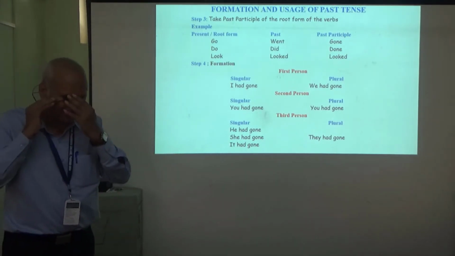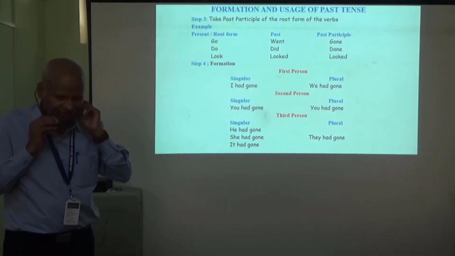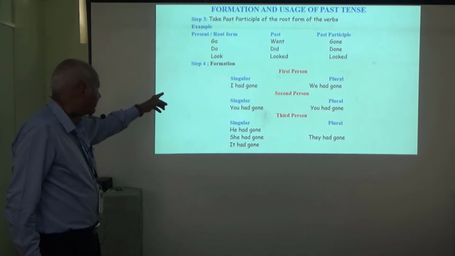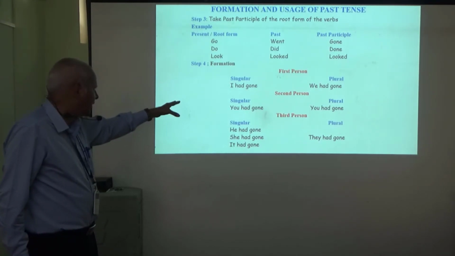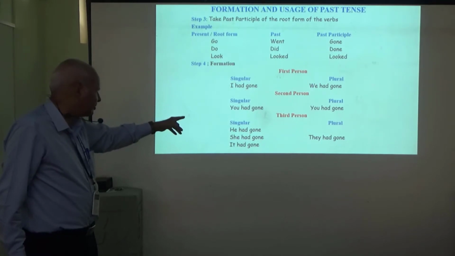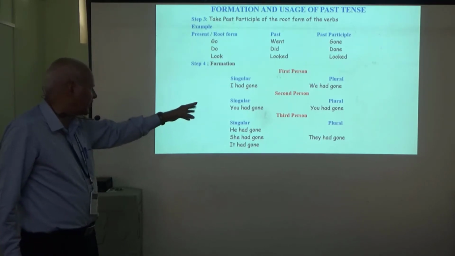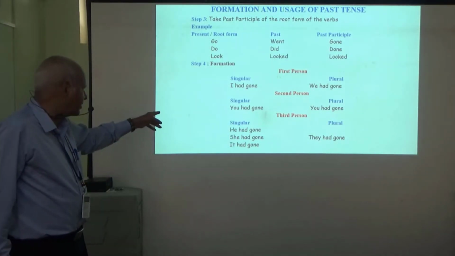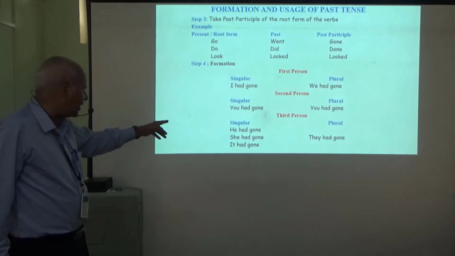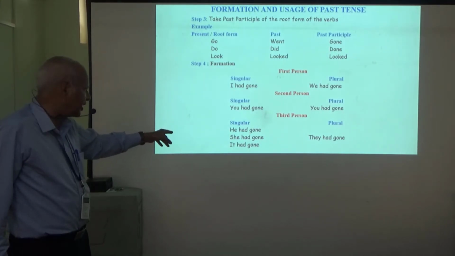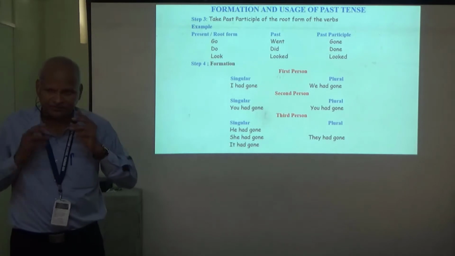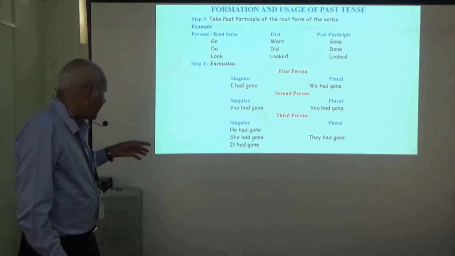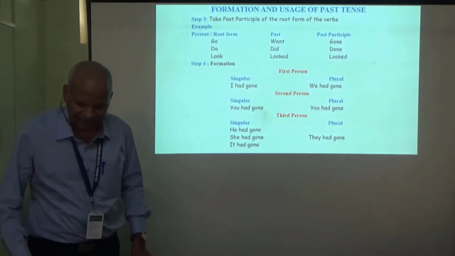Then fourth step is formation. Fourth step is formation. So formation of past perfect tense. So now we are forming first person, second person, third person, singular and plural. I had gone, we had gone, you had gone, you had gone, he had gone, she had gone, it had gone, they had gone. So now this is the formation of past perfect tense.